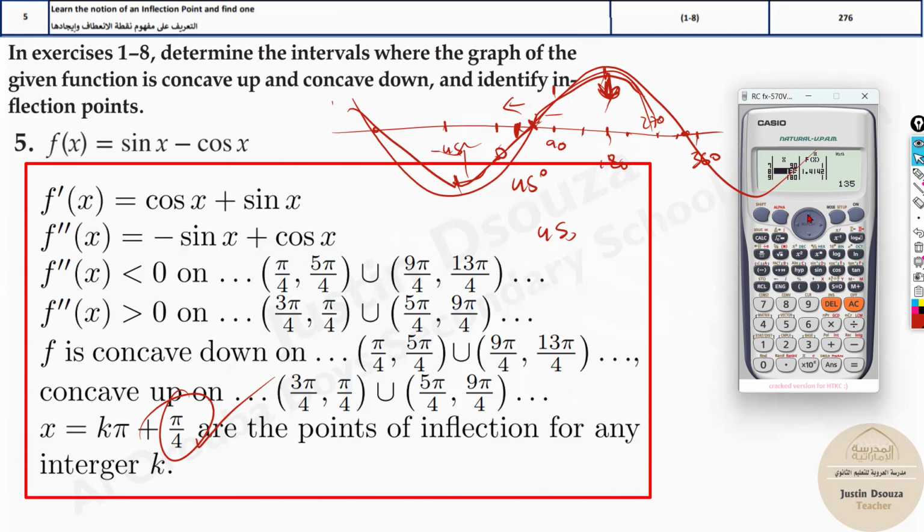Looking at the points, you can easily tell it. See, it's increasing, then it's coming down. Okay, it should be somewhere over here. It's 225, I can say. Okay, it's around 225 because it's at 0. This is concaving down.